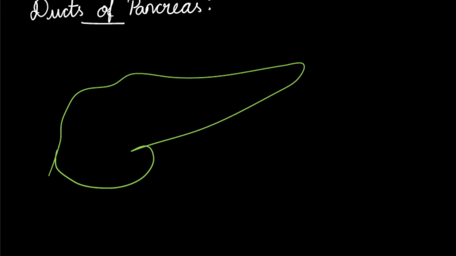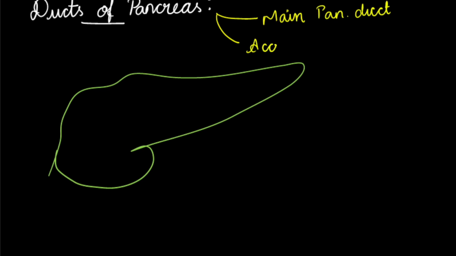In case of ducts of pancreas, we have two different ducts. One is the major pancreatic duct or main pancreatic duct. The second one is the accessory pancreatic duct. Here first comes the main pancreatic duct, which is also called the duct of Wirsung. It lies mainly near the posterior surface of pancreas and it is white in color. So we will use white color.